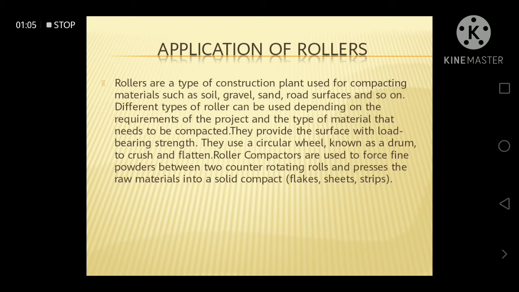They provide the surface with load bearing strength. They use a circular wheel known as a drum to crush and flatten. Roller compactors are used to force fine powder between two counter rotating rolls and press the raw materials into solid compact.